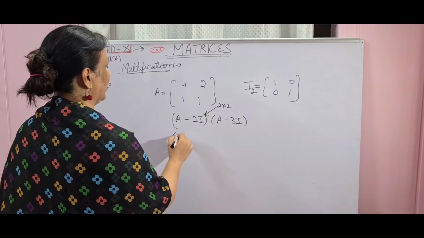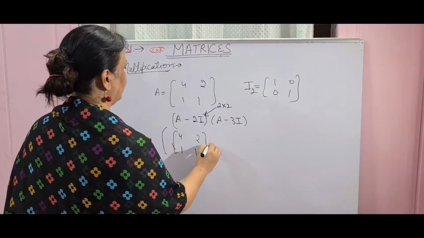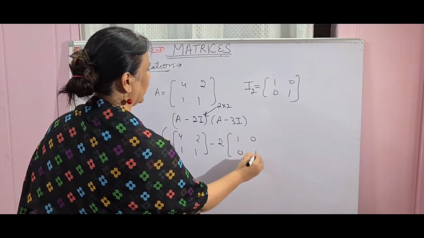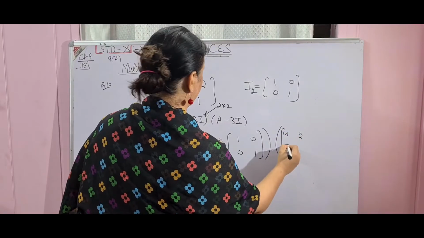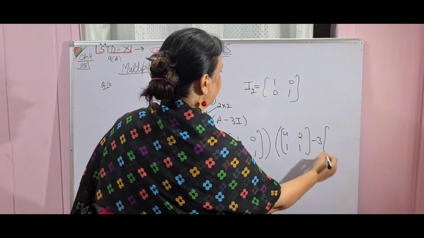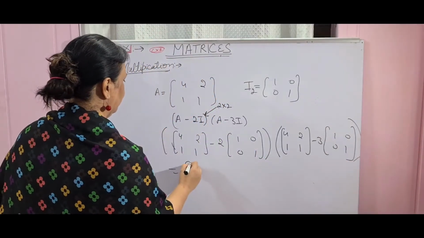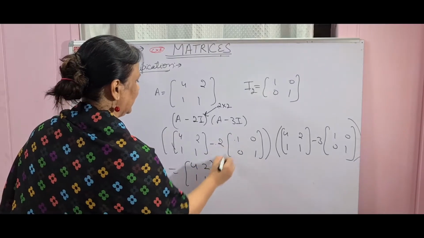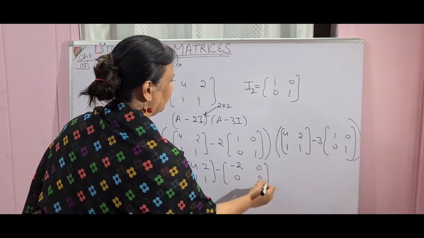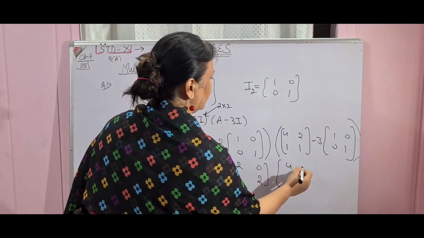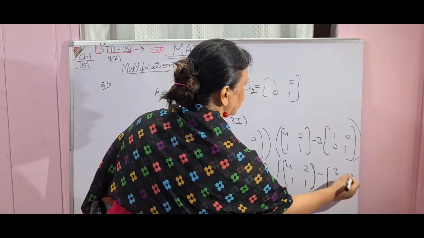So again put the values. 4 2 1 1 minus 2 times 1 0 0 1. Bracket close. Again 4 2 1 1 minus 3 times 1 0 0 1. Find the answer, then multiply them. So this will be [4 2; 1 1]. Multiply inside, this is said to be scalar, I explained before, minus [2 0; 0 2]. Again [4 2; 1 1] minus [3 0; 0 3].